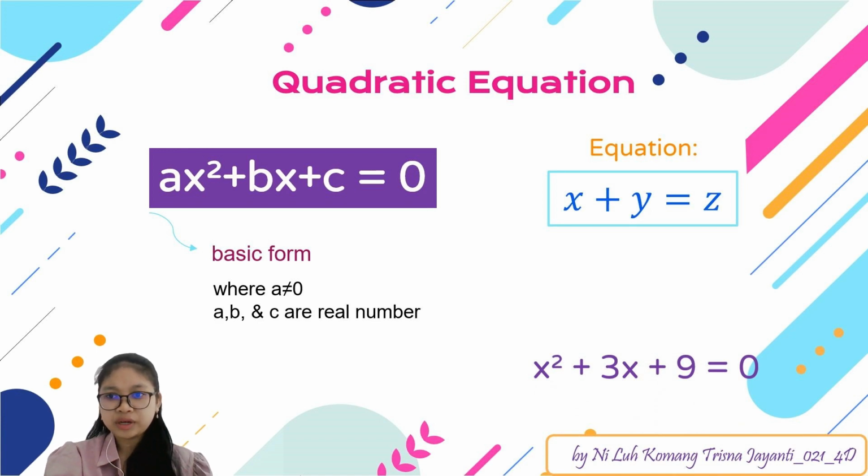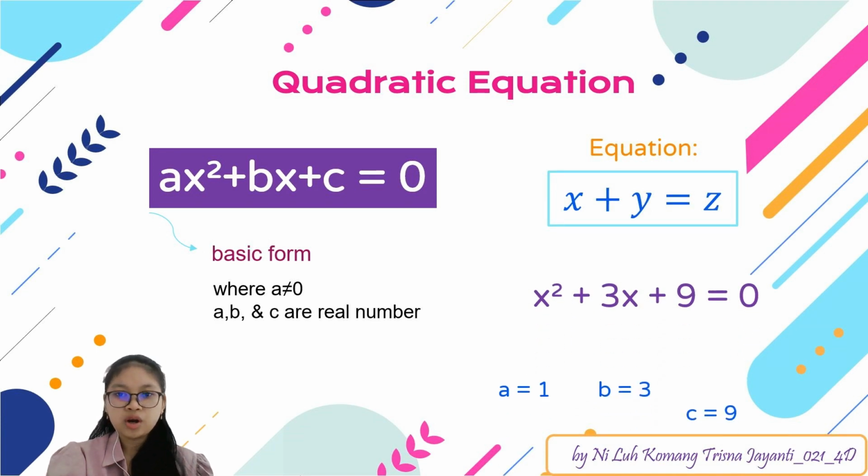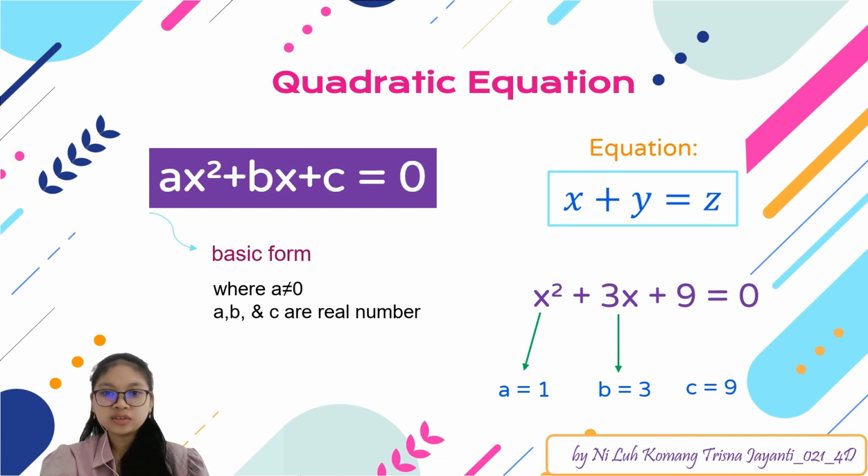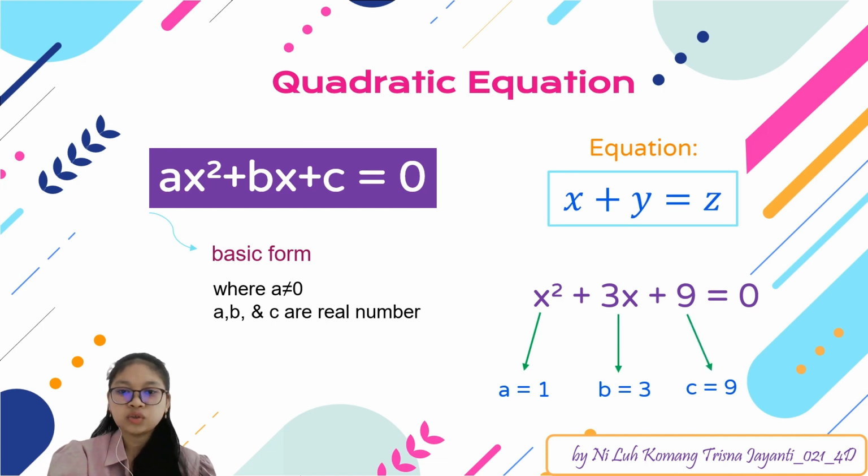Now, I'd like to ask you directly, can you determine the values of a, b, and c in this equation? Take a moment to think about it. Correct. The coefficient of x squared is 1, so we have a equals 1. The coefficient of x is 3, so we have b equals 3. Lastly, the constant term is 9, so we have c equals 9.